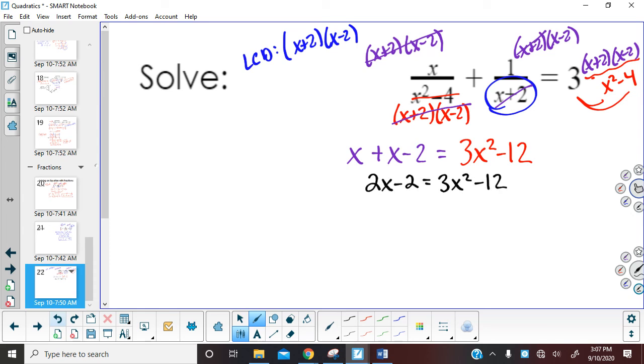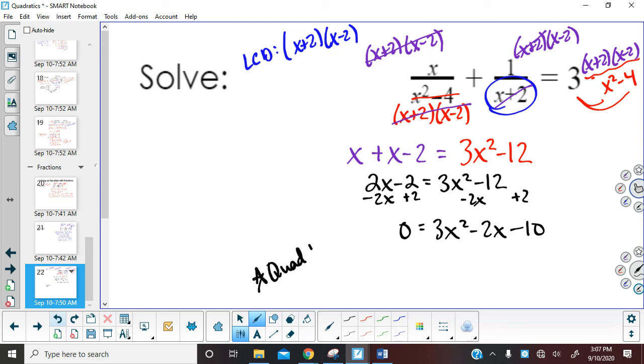Move everything over, get it set equal to 0. So we're going to subtract 2x from each side. We're going to add 2. So we get 0 equals 3x squared minus 2x minus 10. Now, when I look at this problem, this is one that you will not be able to factor. So the only way that you would have to solve this is the quadratic formula.